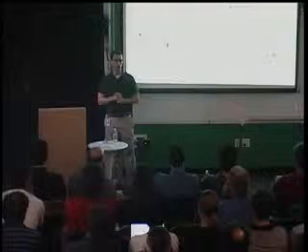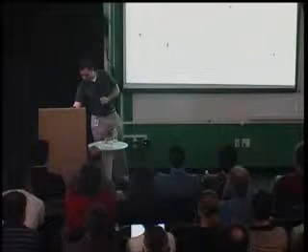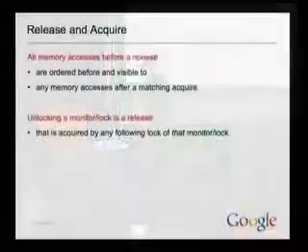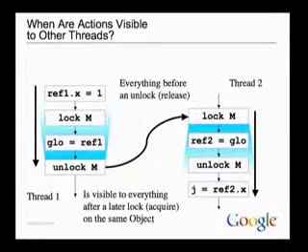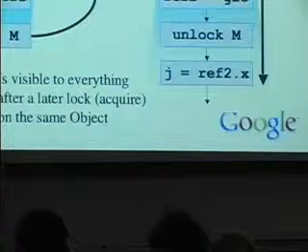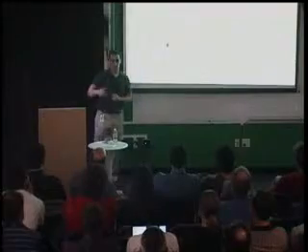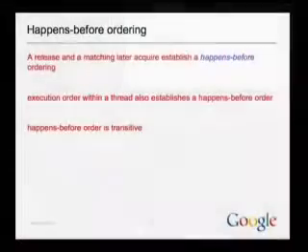All right, moving on. I mentioned the notion of release and acquire. All memory accesses before a release are ordered before and visible to any memory accesses after a matching acquire. I mentioned this terminology before, and I'm going to be coming back to it again and again. There's a release when you perform this unlock, and there's a subsequent acquire when you perform a later lock on the same object. So it's a good thing to keep in your mind.